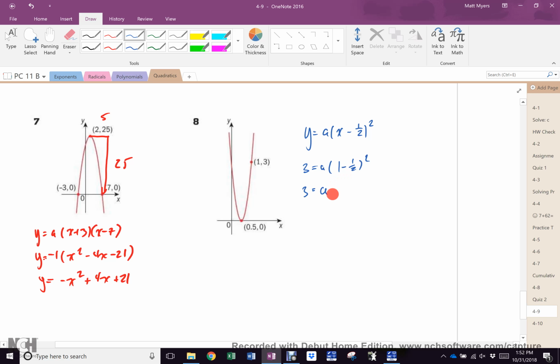1/2 squared is 1/4, yes? So 3 equals A over 4, right? What does A equal? 12. Right? Does it? That's a big stretch.